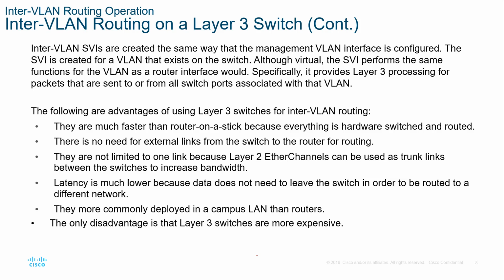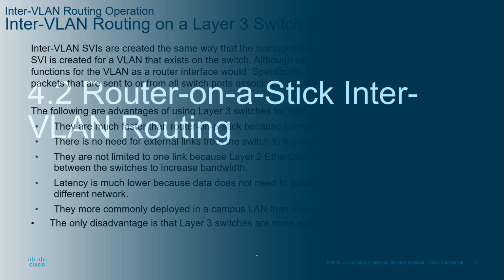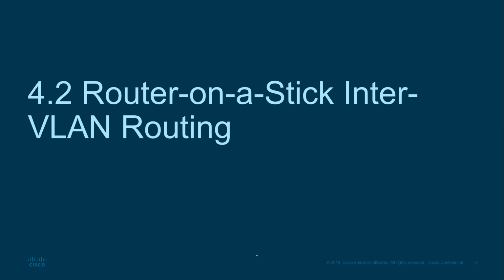Some other pros are we're not limited to one link because we have EtherChannel, latency issues are removed, and realistically, if we're talking large WANs or large LANs, we already probably have layer 3 switches spread throughout the infrastructure, and that's going to be far better use than a layer 3 router. Again, layer 3 switches are more expensive, but in a switching environment, they can be faster. So legacy we don't talk a whole lot on because realistically it's not supported anymore.